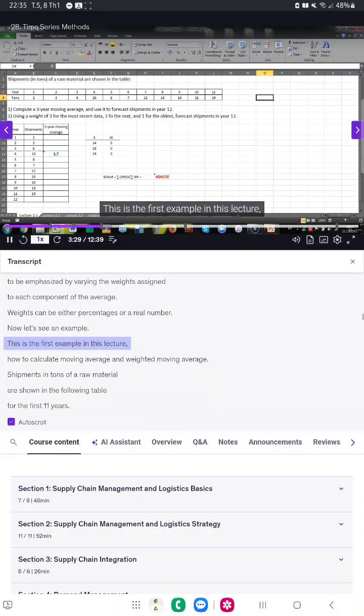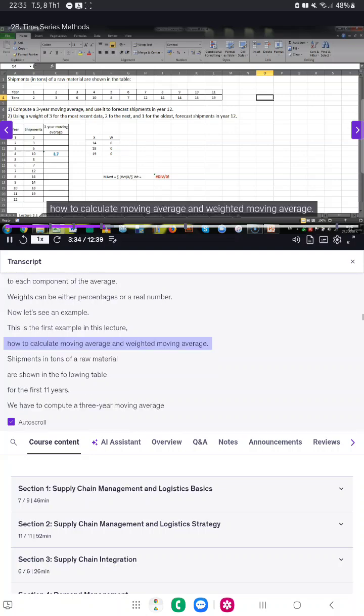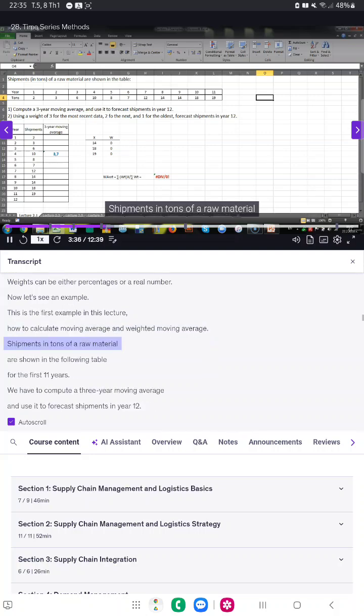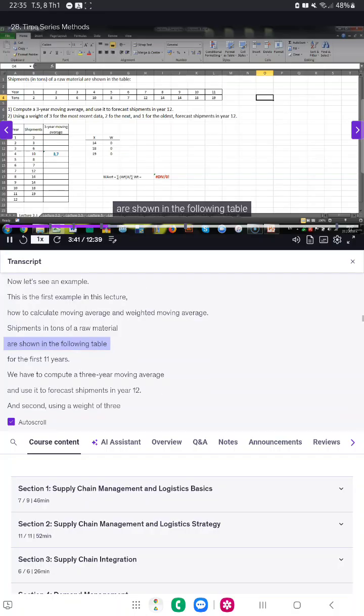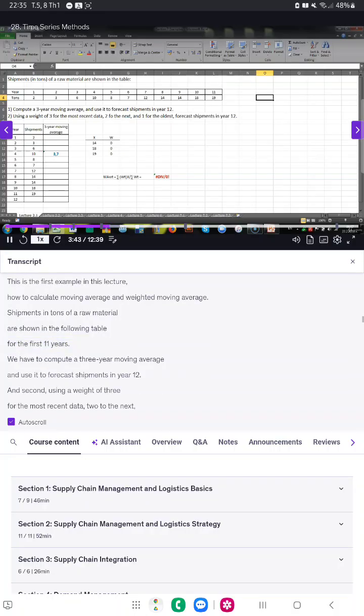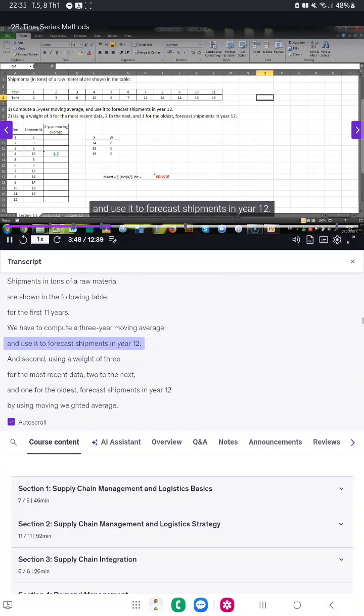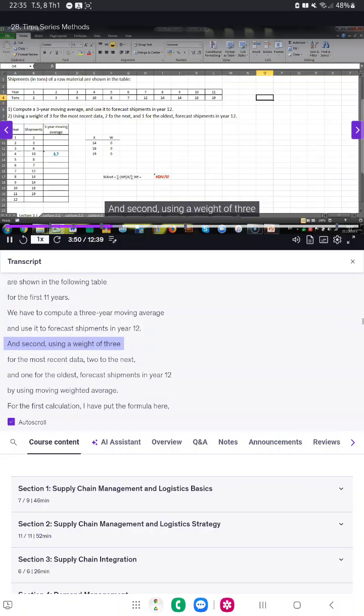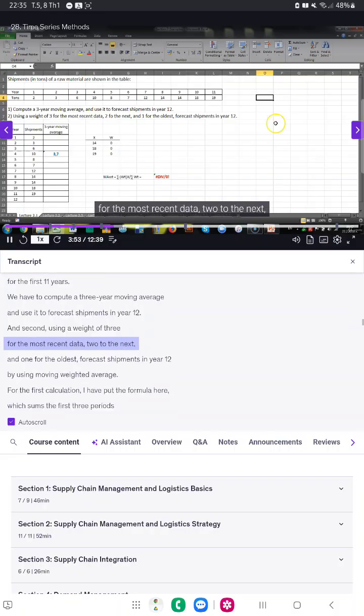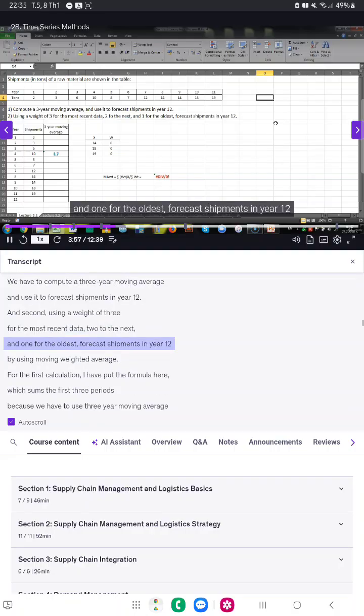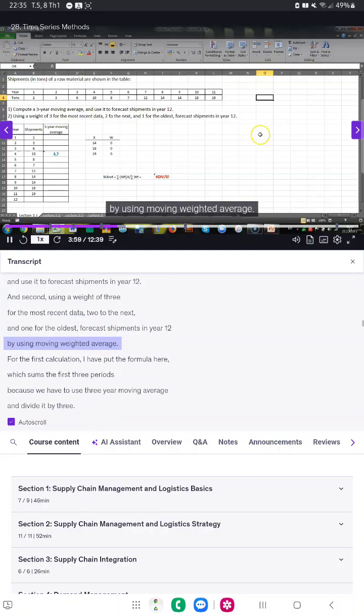This is the first example in this lecture, how to calculate moving average and weighted moving average. Shipments in tons of a raw material are shown in the following table for the first 11 years. We have to compute the 3-year moving average and use it to forecast shipments in year 12. And second, using a weight of 3 for the most recent data, 2 to the next, and 1 for the oldest, forecast shipments in year 12 by using moving weighted average.